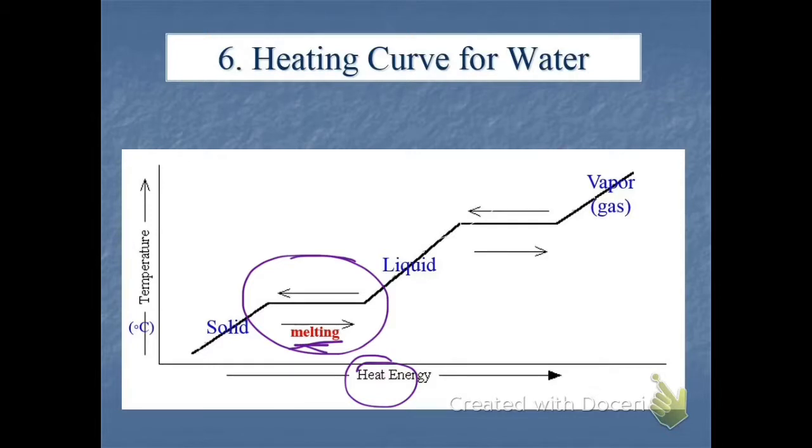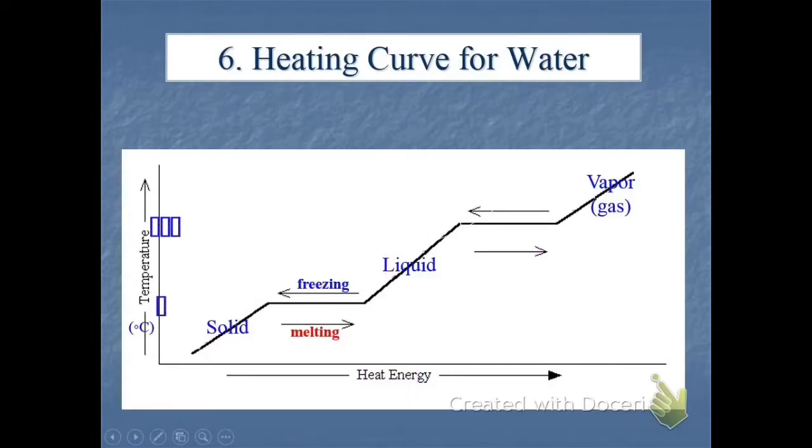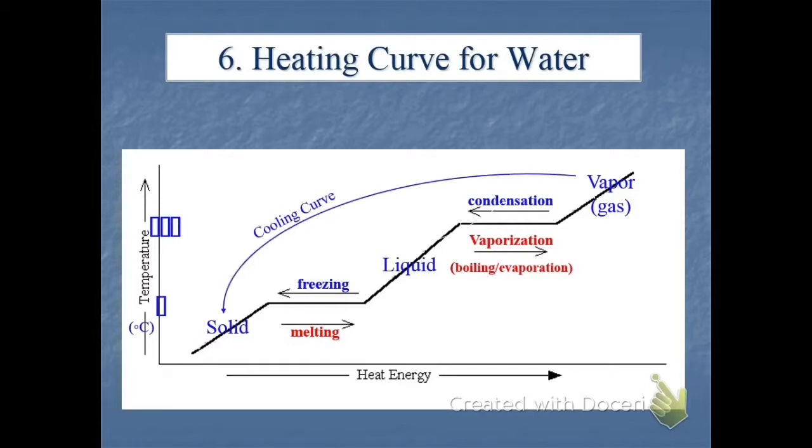We exhibited this in our first lab when we boiled water and it went from a liquid to a gas, and during that time, the temperature remained constant. So there's special terms for all of these phase changes. Freezing is from a liquid to a solid, vaporization is from a liquid to a gas, and condensation is from a vapor to a liquid. This entire process, when you're going from a vapor down to a solid, is called a cooling curve, or when you're heating it up, it's called a heating curve.